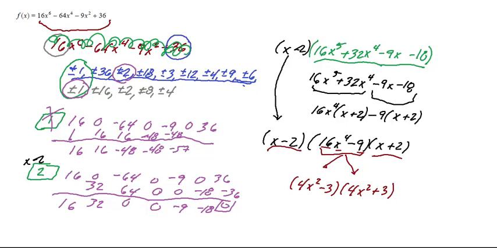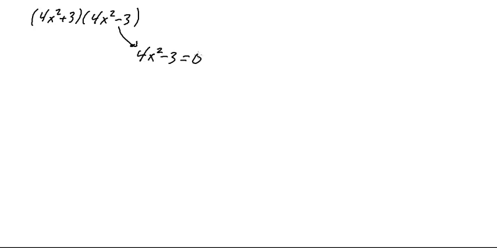So what I ended up with in my last screenshot, I had 4x squared plus 3 and 4x squared minus 3. Now from here, I'm just going to go ahead and use the square root method to work this out. So 4x squared minus 3 equals 0. I'm going to go ahead and add 3 to both sides. And I get 4x squared equals 3. Divide both sides by 4. And I get x squared is equal to 3/4.